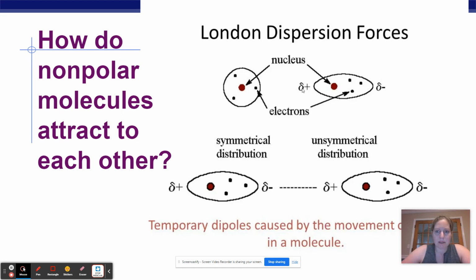And when that happens, the electrons in the atom or molecule next to it will be a little bit more attracted to that partial positive end of the other atom or molecule, and you'll get a temporary dipole in the other atom or molecule. And so for a very brief moment in time, those molecules will be attracted to each other. They'll have those temporary partial charges, and that will attract them to each other.